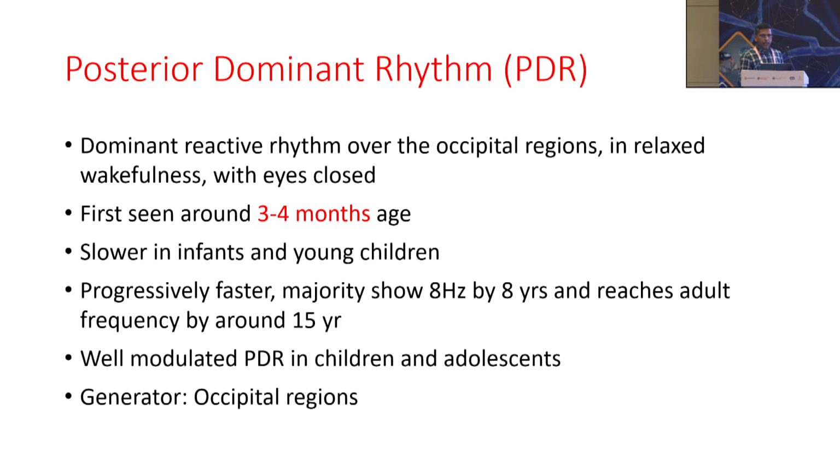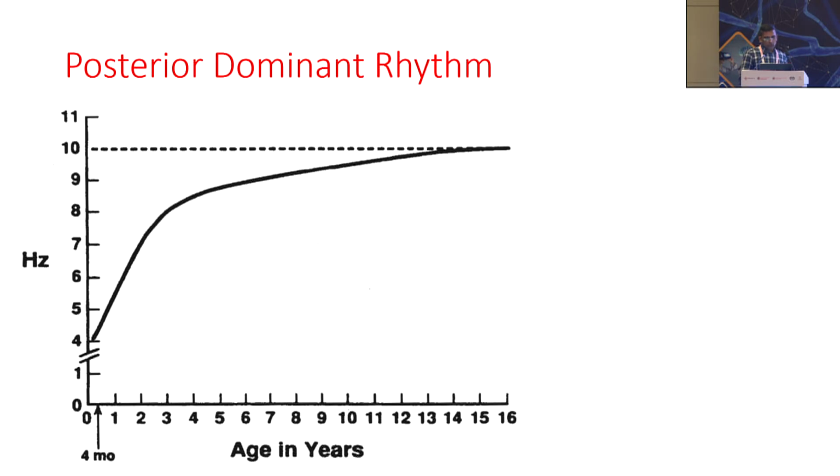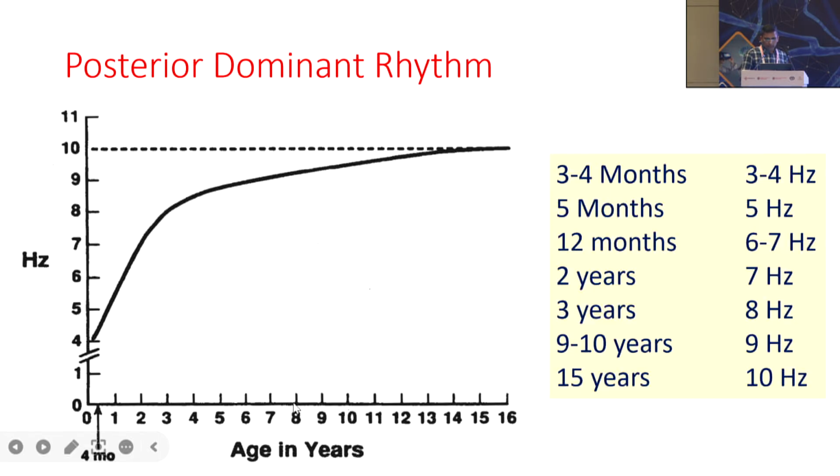So coming to PDR, how is it different in young infants as compared to an older child? Remember, this 3 to 4 months is a landmark age. A lot of things start changing from 3-4 months of age. At 3 to 4 months of age, the posterior dominant rhythm is of 3 to 4 hertz frequency. So remember that one number, 3-4 months, 3 to 4 hertz posterior dominant rhythm.